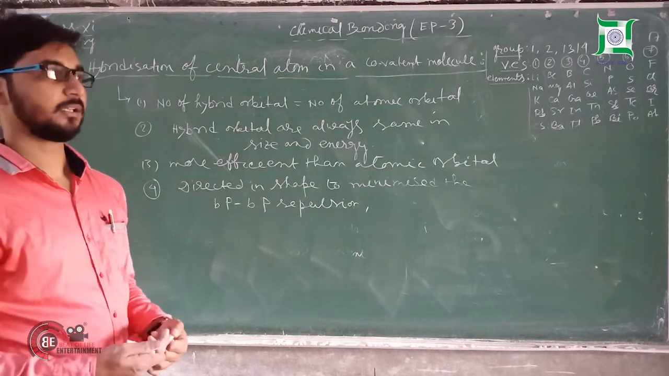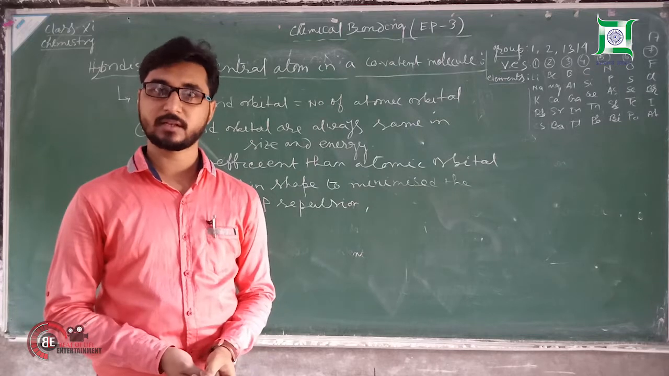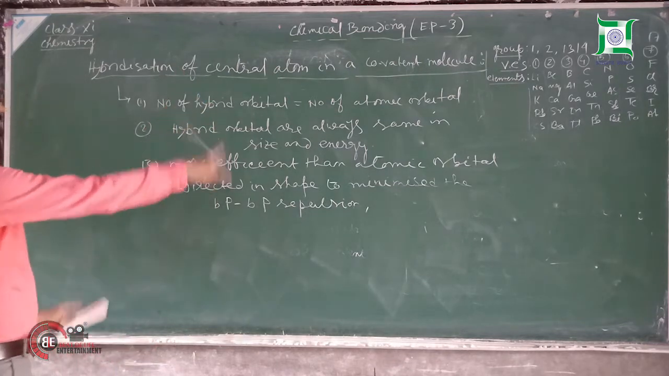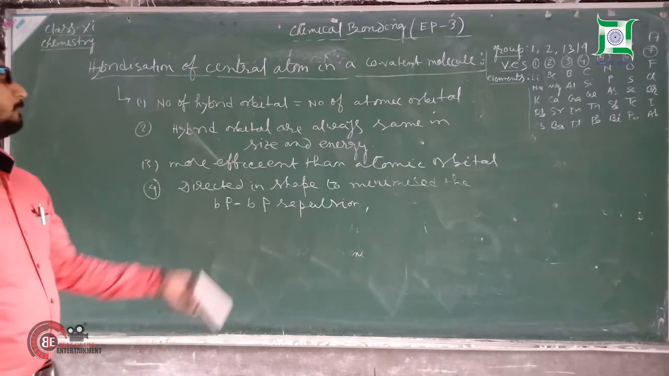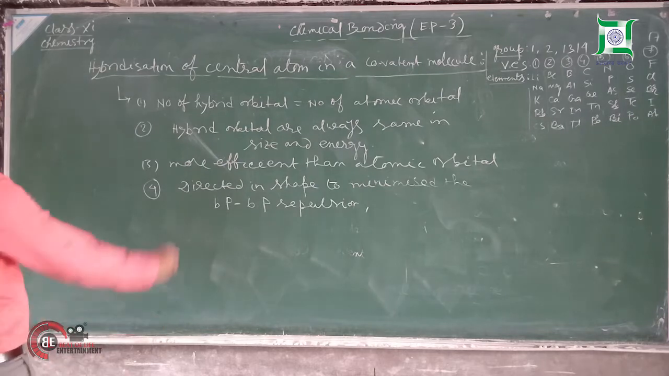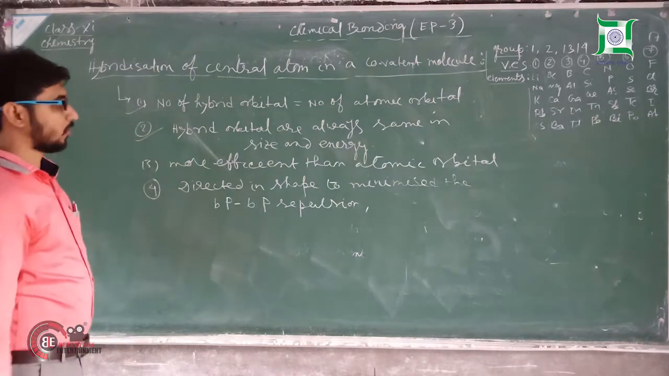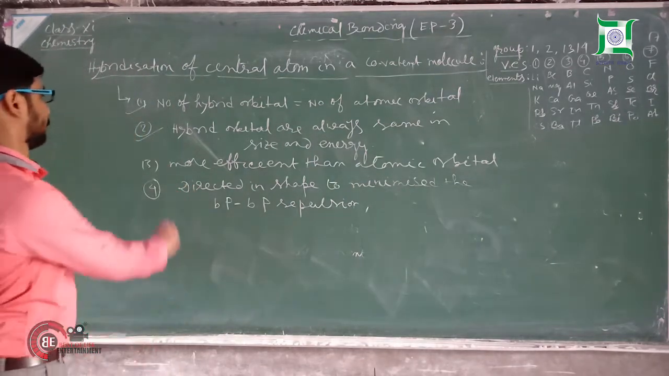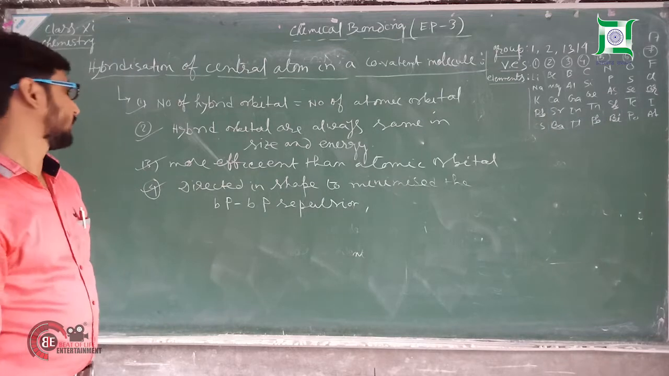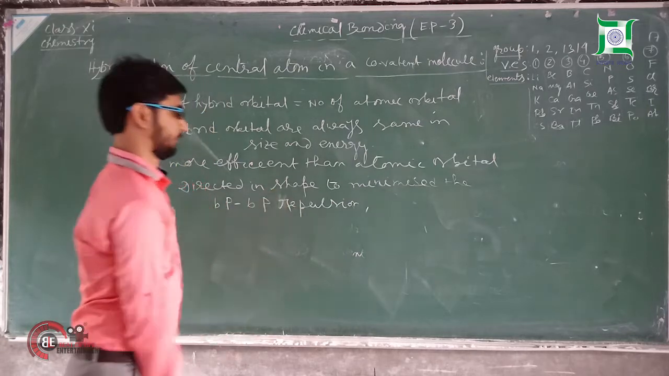Now we can see what the types of hybridization are and how the hybrid orbitals are formed, taking proper examples of covalent compounds. So note here, please take a look at the salient features of hybridization. Number of hybrid orbitals equals number of atomic orbitals. Hybrid orbitals are always same in size and energy, more efficient than atomic orbitals, and directed in space to minimize the bond pair repulsion.